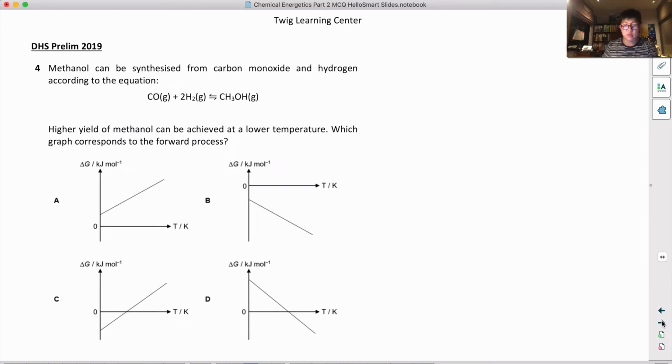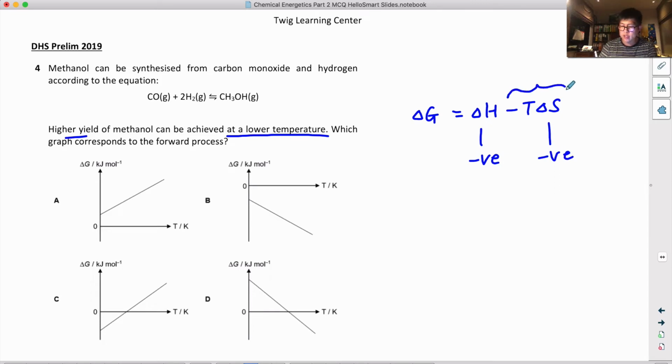Methanol can be synthesized from carbon monoxide and hydrogen. Higher yields of methanol can be achieved at a lower temperature. When they say higher yield of methanol can be achieved at a low temperature, it means that this reaction is more feasible at low temperature. So under what scenario will the change in H and the change in S be? For such a scenario, change in H should be negative and change in S must also be negative. For the reaction to be feasible, we need T to be as low as possible.